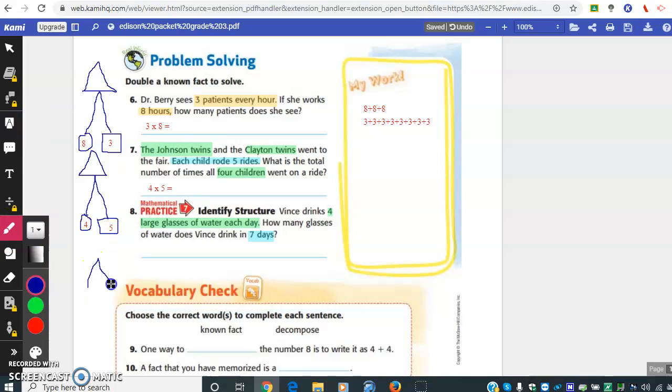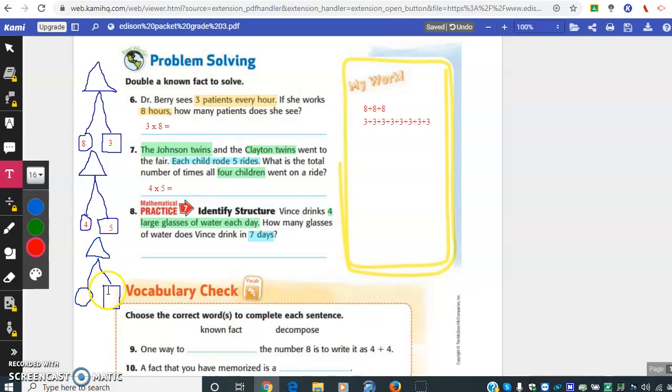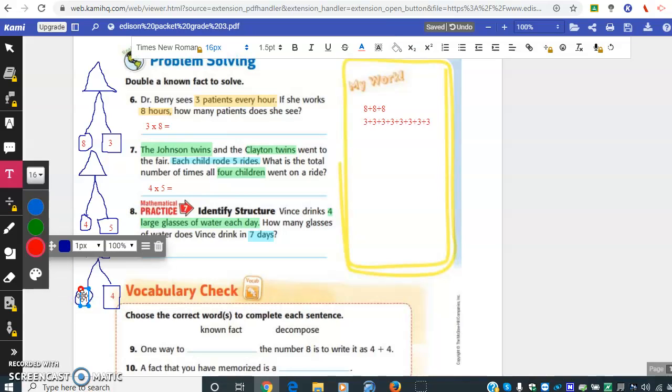Math mountain, total at the top, which is what we're trying to find. The groups are the number of days that he's drinking, and the in each day is how many cups he's drinking in each day. I know that he's drinking 4 glasses each day. There are 7 days that he will be doing this, and now you need to find the total.